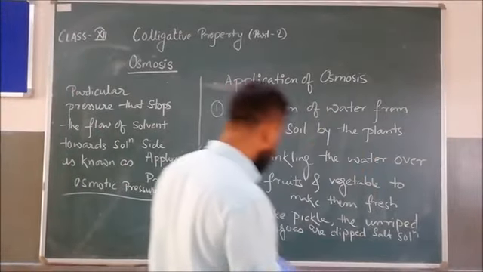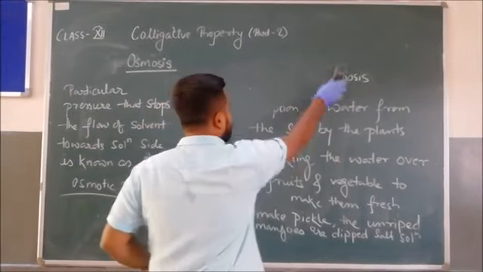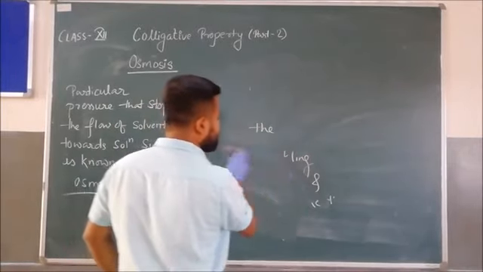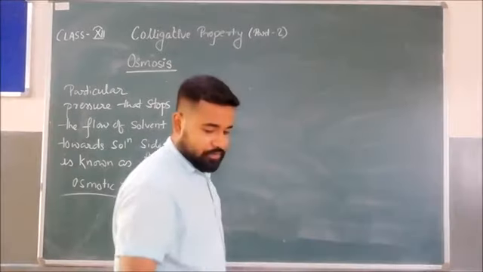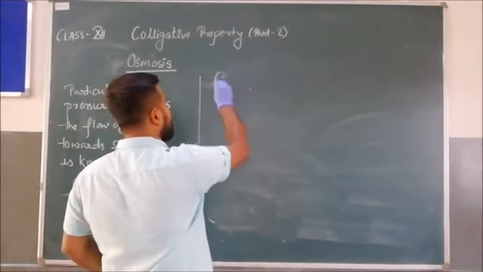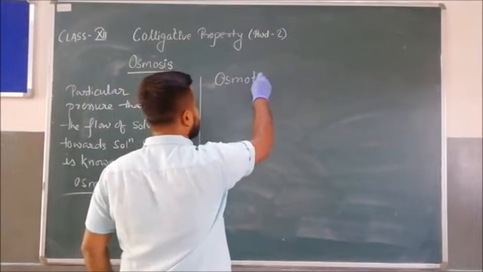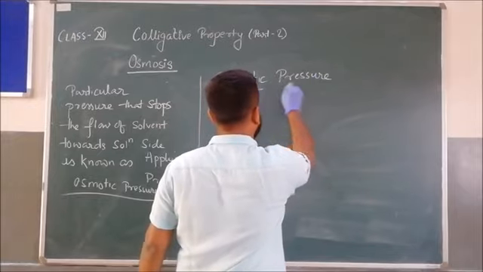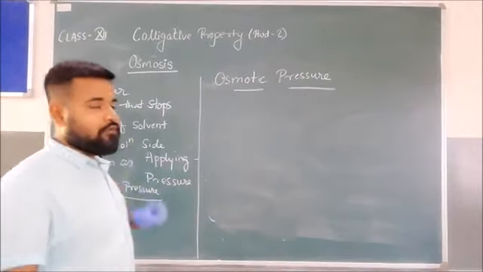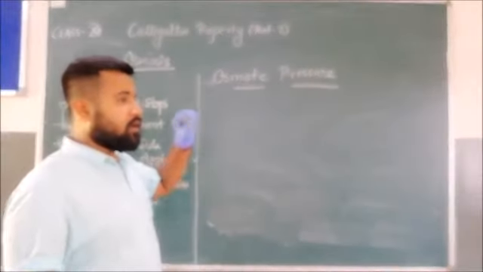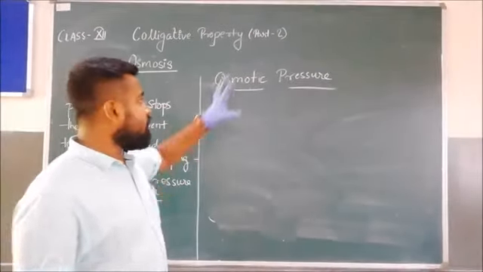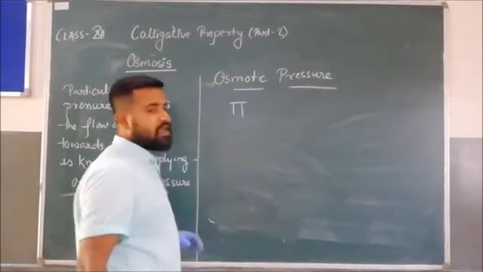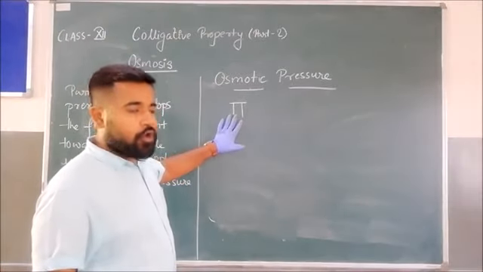Next, we will discuss osmotic pressure in detail. Here I have already told you the definition of osmotic pressure. Now we will see how it is represented mathematically. Osmotic pressure is represented by this pi sign. This is the symbol of osmotic pressure.